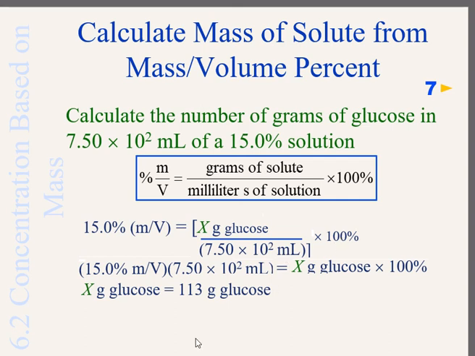The rearrangement of this equation would mean we multiply both sides by 7.50 times 10 to the 2, and then whatever amount we have, by multiplication of that and division by the 100%, gives us the glucose amount as 113 grams. So this is how we solve problems of the kind where we have to find concentration, where concentration is reported in terms of mass or mass by volume.